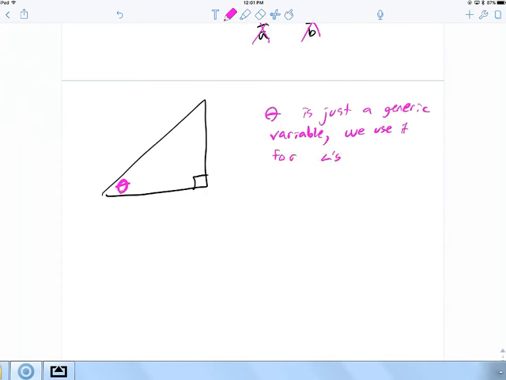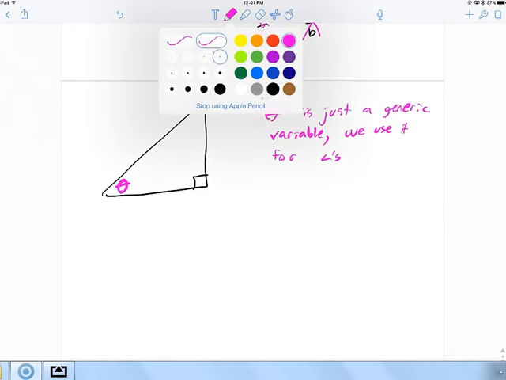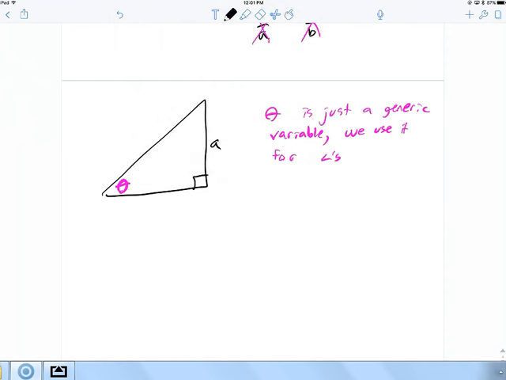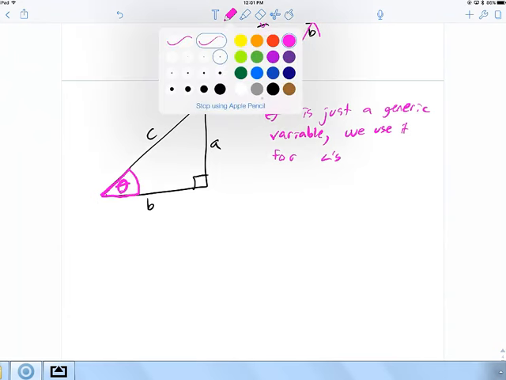Now looking at this, if I'm talking about theta here, and I go ahead and label each of these sides, let's call this A, B, and C. In every problem, it's going to change. There's an X, there's a number. But what we do first is we choose our angle. So I've chosen this angle here. Now let's name each side according to this angle.